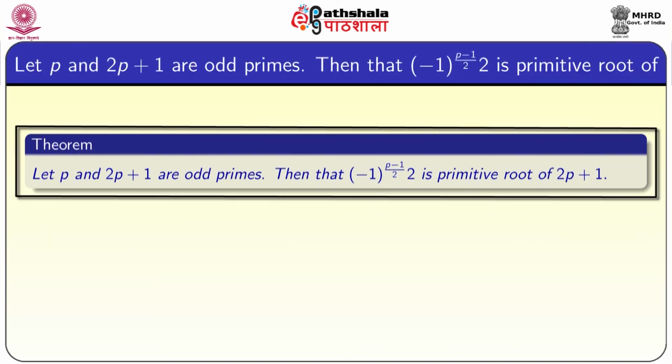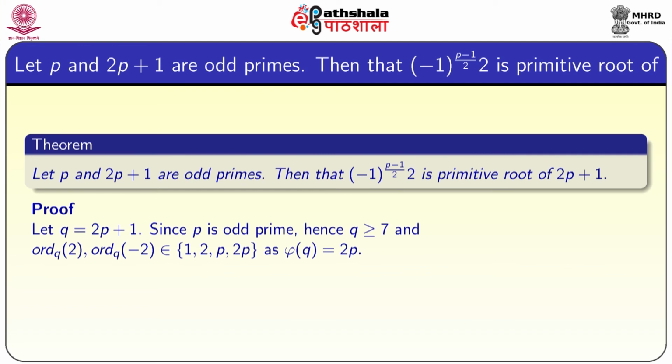Now, we are going to show that if both p and 2p plus 1 are odd primes, then (minus 1) whole power (p minus 1)/2 into 2 is a primitive root modulo 2p plus 1. That is, the statement is like this: let p and 2p plus 1 both be odd primes, then (minus 1) whole power (p minus 1)/2 into 2 is a primitive root modulo 2p plus 1. So, proof: let q is equal to 2p plus 1.